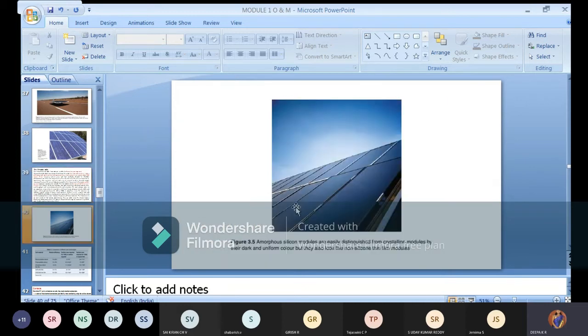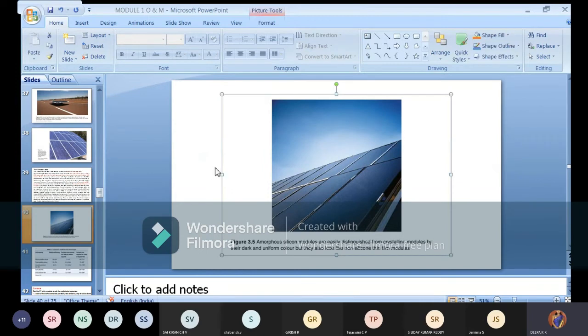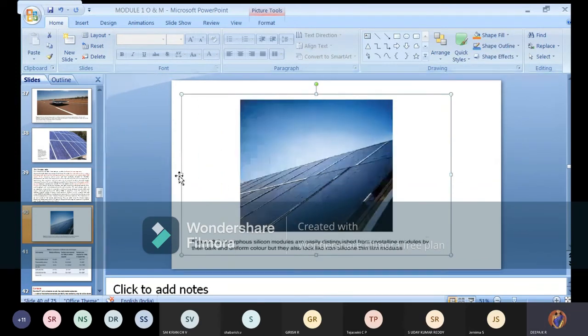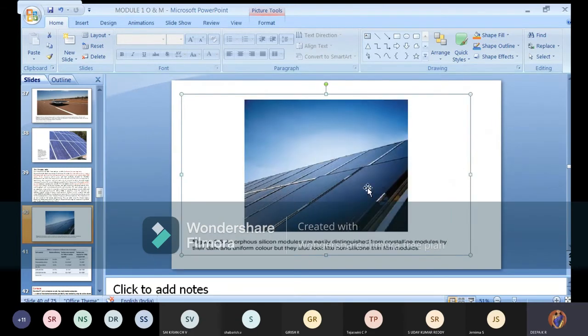So this is the picture which represents amorphous silicon. You can see amorphous silicon modules are easily distinguished. You can see no lines, nothing is there. In multi, you had a number of lines, horizontal and vertical sections, you can see it. But here amorphous silicon modules are easily distinguished from crystalline modules by their dark and uniform color, but they also look like non-silicon thin film modules.